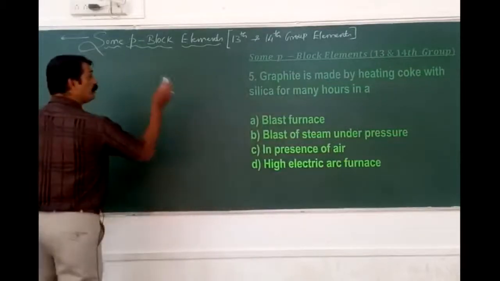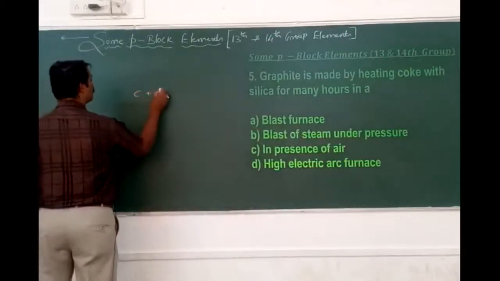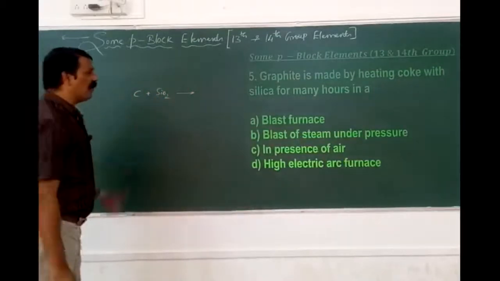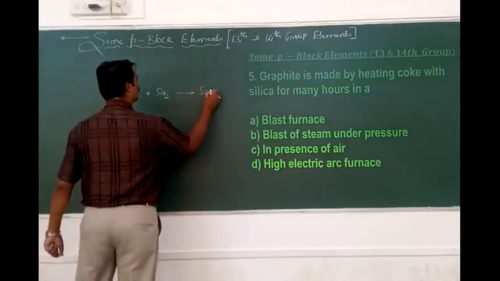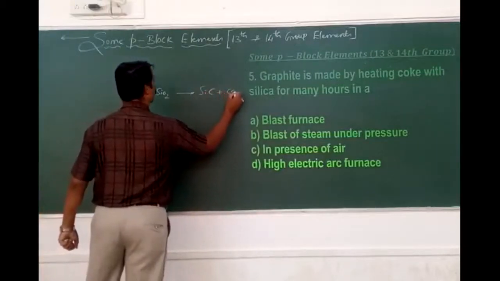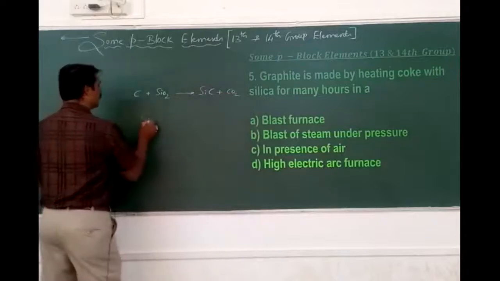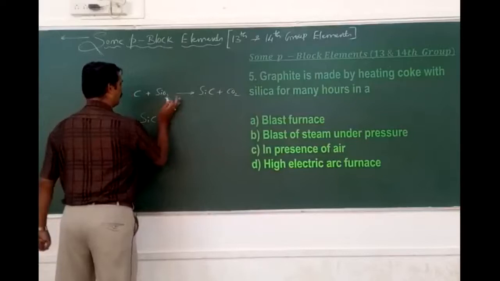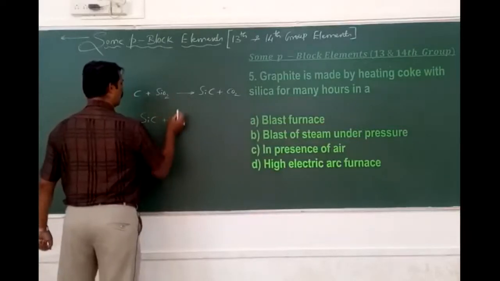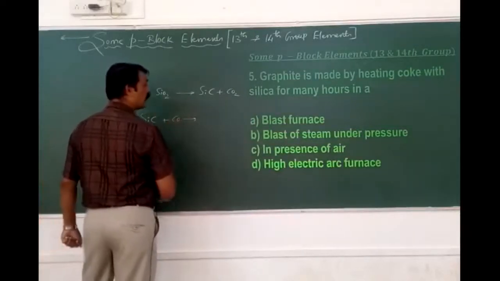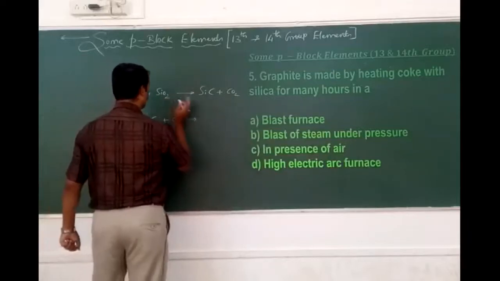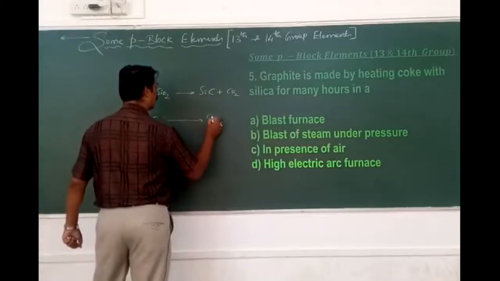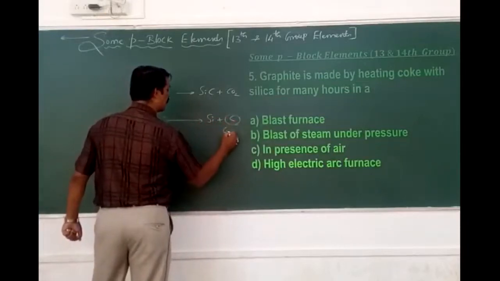Here coke, meaning carbon, combines with silica. First there is a formation of silicon carbide plus the removal of carbon monoxide or carbon dioxide. The silica combines with carbon to form carbon monoxide or carbon dioxide. Here it forms silicon plus silicon carbide. On heating it converts into silicon plus carbon, and this is particularly called graphite.